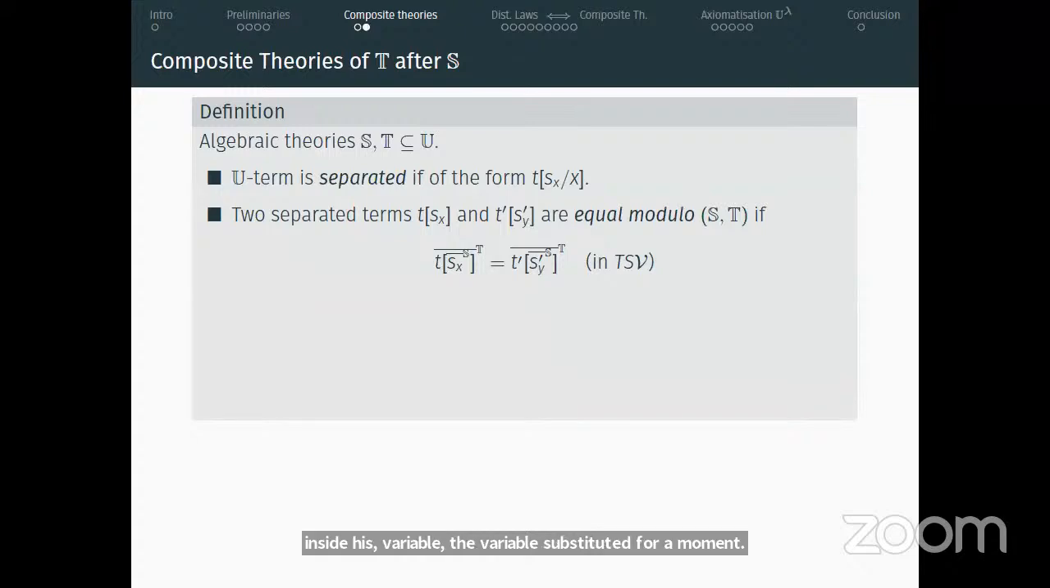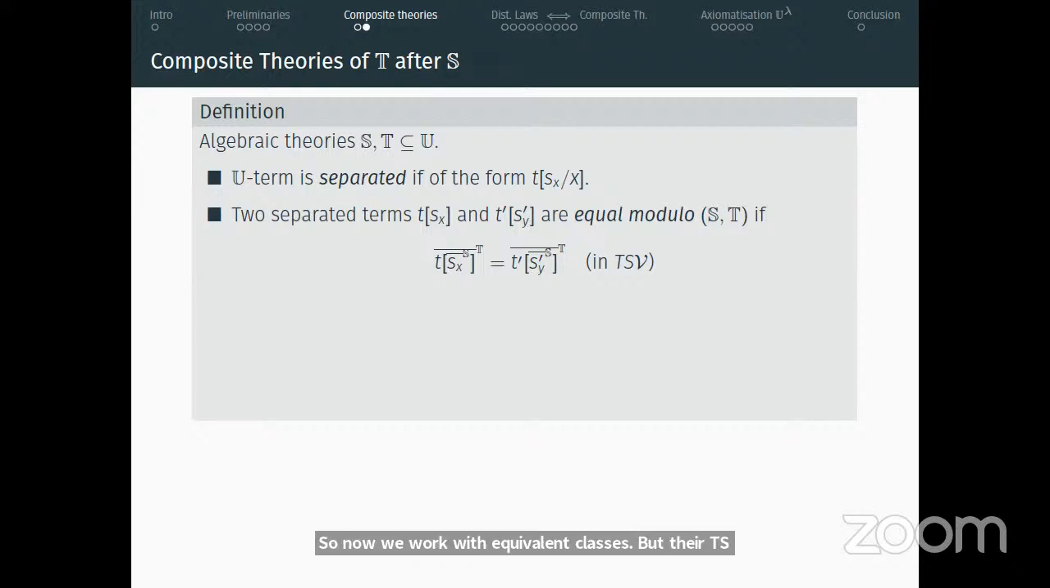So when we put that into a definition, if you have two theories S and T contained in a bigger theory U, we say that the term is separated if it's of this form, a T term with S terms inside. Here the notation X means that X ranges over all the variables in T. When we have two separated terms, we say they are equal modulo ST if they are essentially unique, in the sense that if we take their equivalence classes in TS, remember, those are the free algebra monads, so now we work with equivalence classes, their TS equivalence classes are equal.